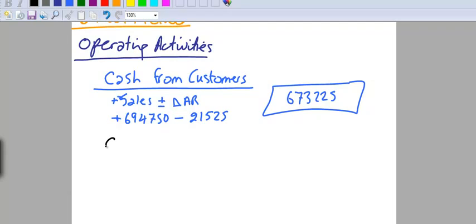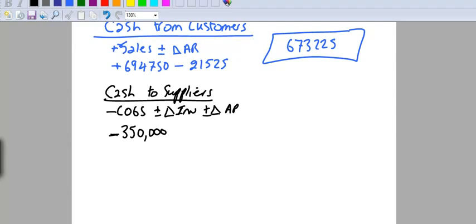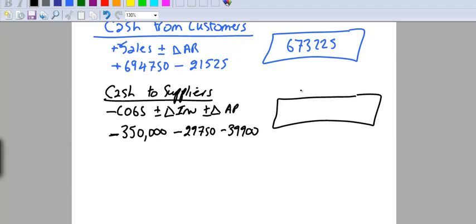The second section is going to be our cash to suppliers. In this section, I use one income statement account, cost of goods sold, and I'm going to add or subtract any change in inventory and any change in accounts payable. So my cost of goods sold, 350,000. It's an outflow, this section. My inventory has increased, so my cash is going to be an outflow, 29,750. I now look at my accounts payable. It's also an outflow, 39,900. And I add these numbers up. They're all negative. So I'm going to get 419,650. This is a minus outflow.